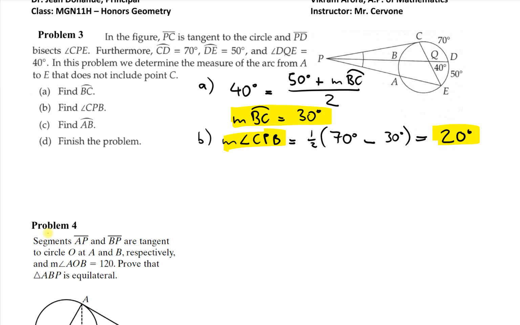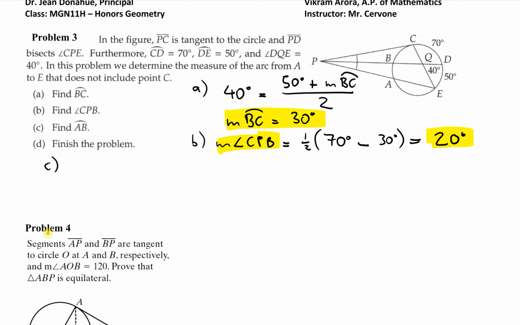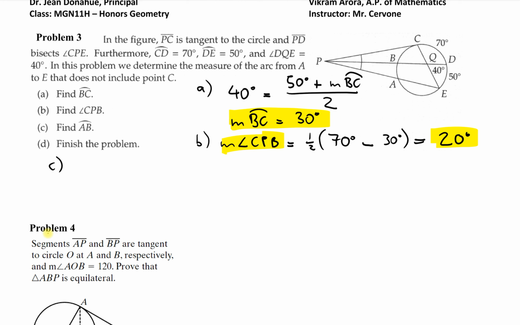Very good. So for part C, it says find the measure of arc AB. So how do we find that one? Okay, so does it say, let me see, tangent circle furthermore.